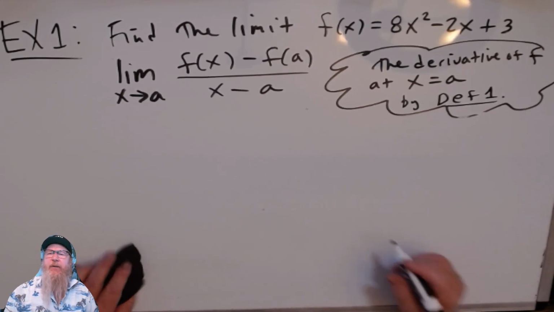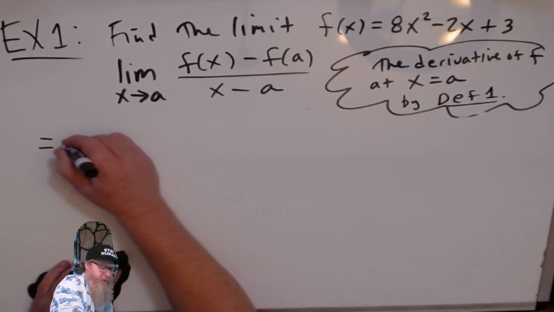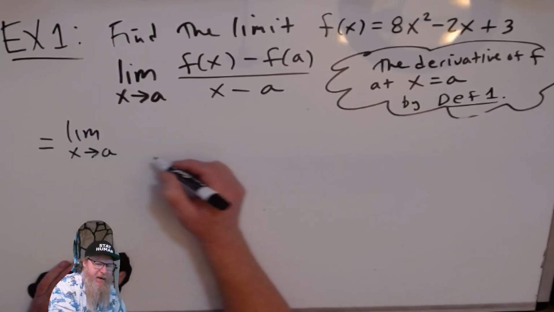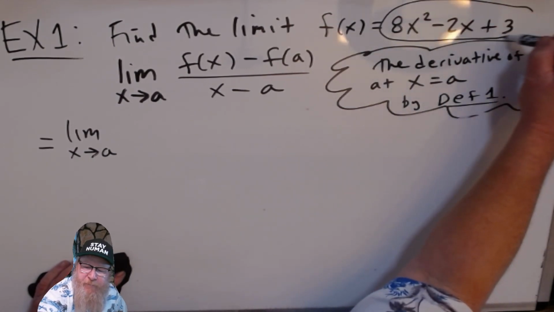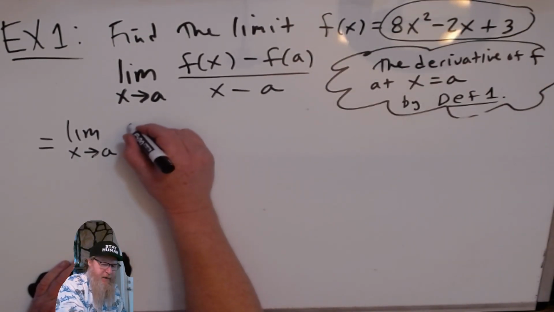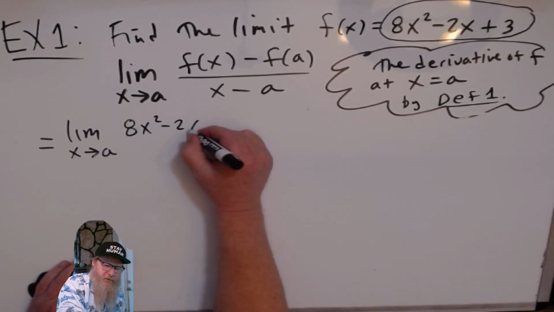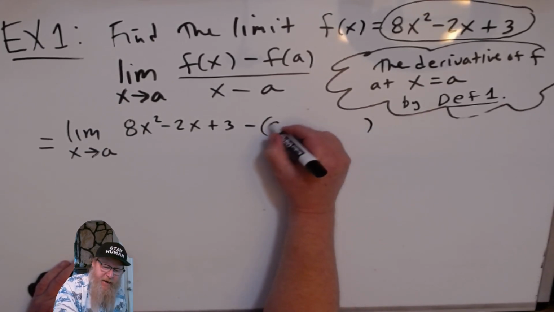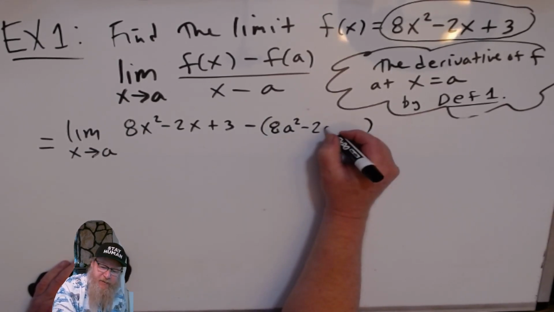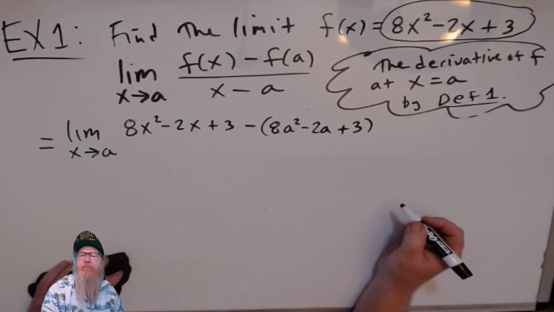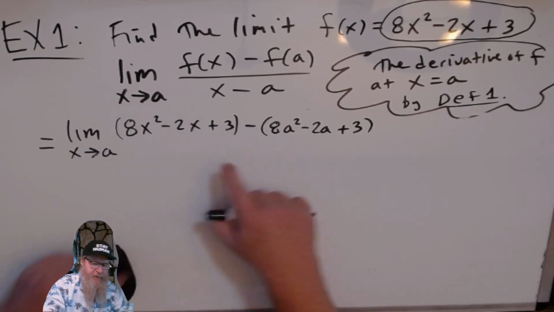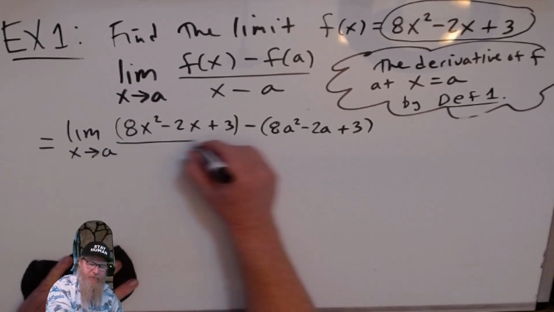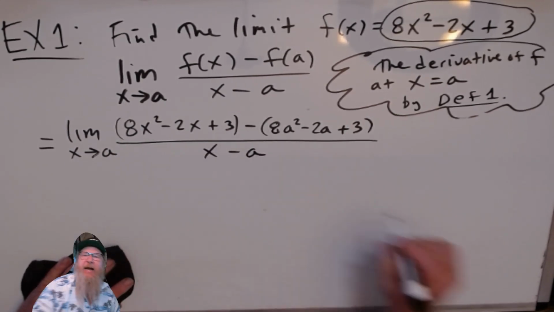All right, let's get right into it then. So this will be, I'm going to give myself lots of room. The limit as x approaches a. Here's my function. So I've got 8x squared minus 2x plus 3 minus 8a squared minus 2a plus 3. So this is f of x, this is f of a, all over x minus a.